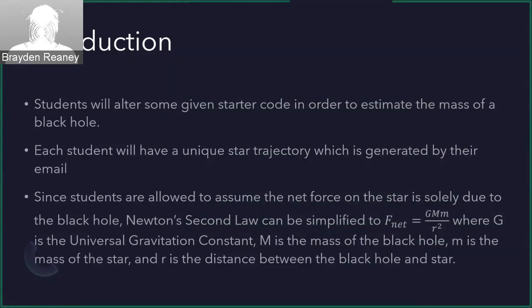Introduction. Students will alter some given starter code in order to estimate the mass of a black hole. Each student will have a unique star trajectory which is generated by their email. Since students are allowed to assume that the net force on the star is solely due to the black hole, Newton's second law can be simplified to F net equals G big M small m over r squared, and those are all multiplied. Where G is the universal gravitation constant, big M is the mass of the black hole, small m is the mass of the star, and r is the distance between the black hole and the star.